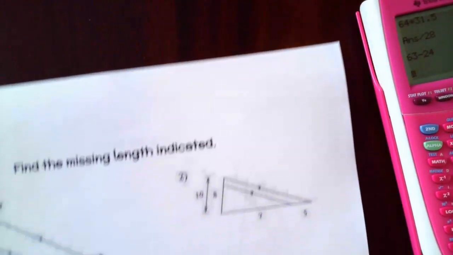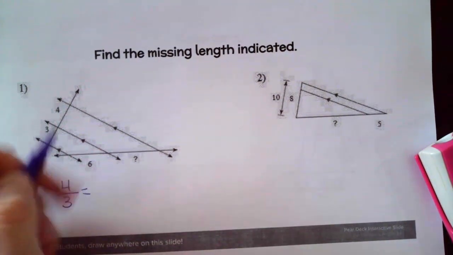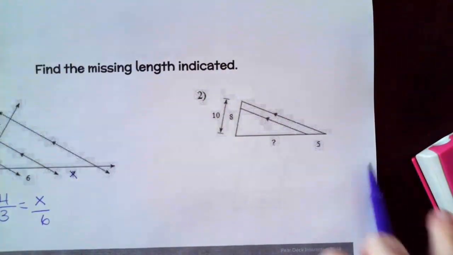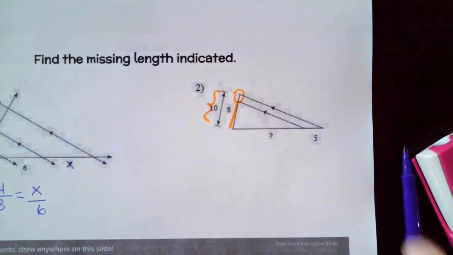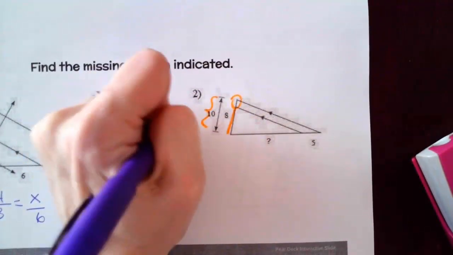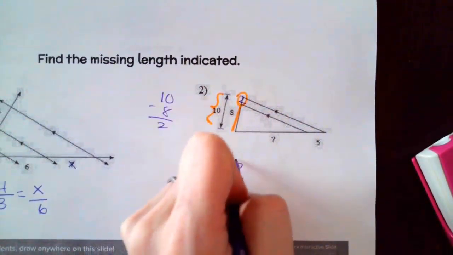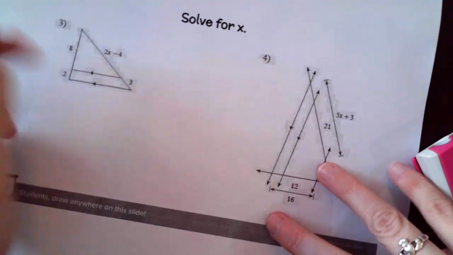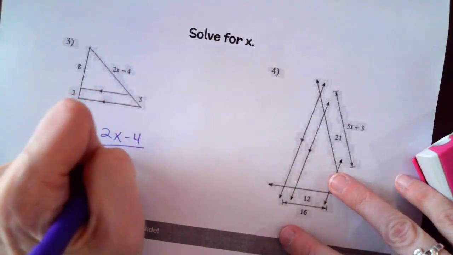All right, running out of time, so let's see what we have. Oh, these are the same things here. 4 over 3 equals, and I'll just make that an x, x over 6, cross multiply. We have to subtract here again because I have the whole 10 and the 8, but I need this missing piece right here. So 10 minus 8 should be 2. So 2 over 8 equals 2 and the 5 right there over, going to make that x, and cross multiply. This is a tough one right here. This one not so bad. 8 over 2 equals 2x minus 4 over 3, and then cross multiply.